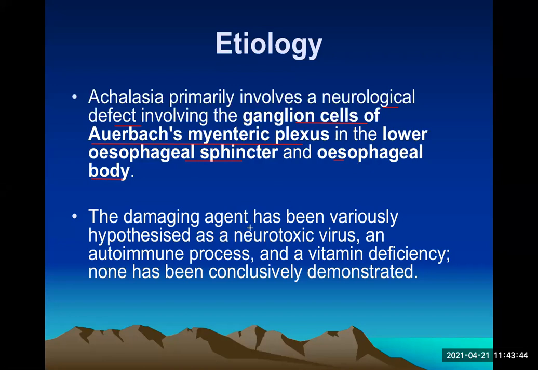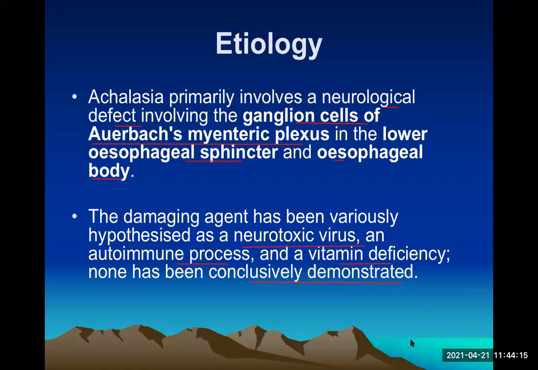The damaging agent has been variously hypothesized as a neurotoxic virus, an autoimmune process, and vitamin deficiency. None has been conclusively demonstrated. So you can safely say this is an idiopathic condition. We really do not know why this condition occurs, but in South American countries like Brazil, Chagas disease is commonly associated with achalasia.